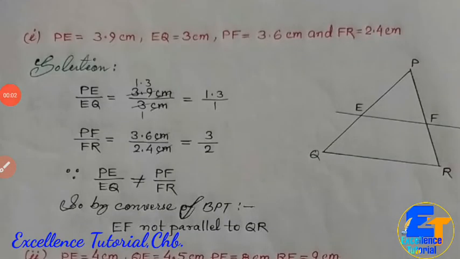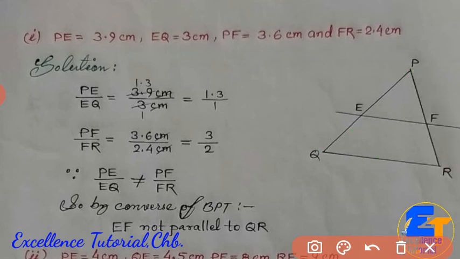Now come to the next question. This is the first sub question of question number 2. In the main question, it is given to check whether EF is parallel to QR or not. That means you can see a line EF intersects PQ and PR at two distinct points, at points E and F. Finally we are going to check whether EF is parallel to QR or not.